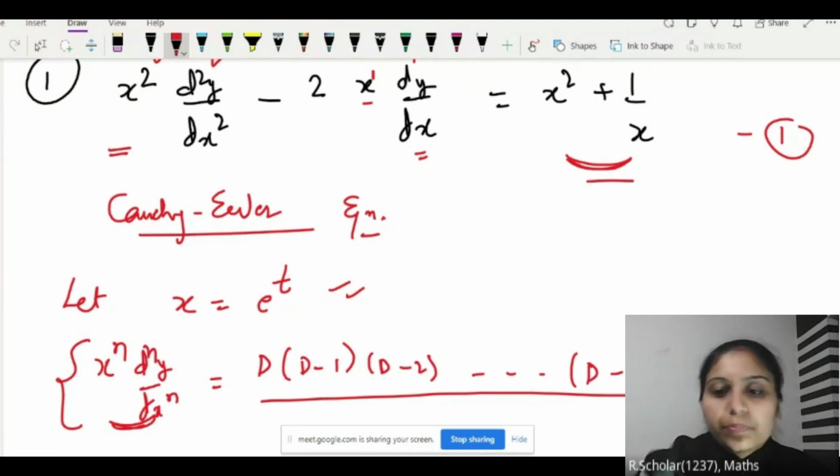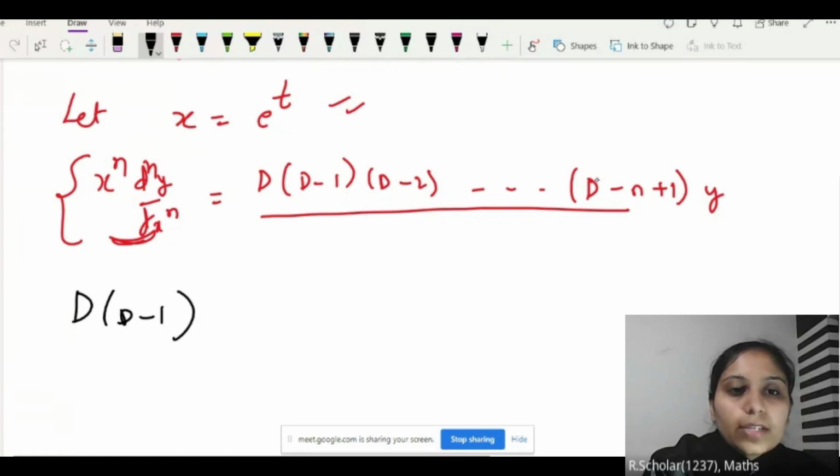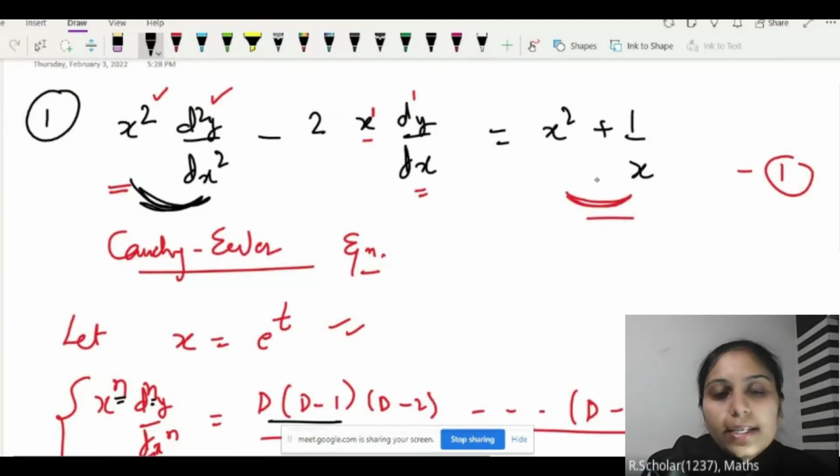So let's start. Here x square d2y upon dx square can be written as D(D minus 1). As for part 2, we will stop up to D minus 1. Here we can see x square d2y upon dx square can be written as D(D minus 1), and this part will become only D. When n is equal to 1, we will stop at the D only. So here we will get D.